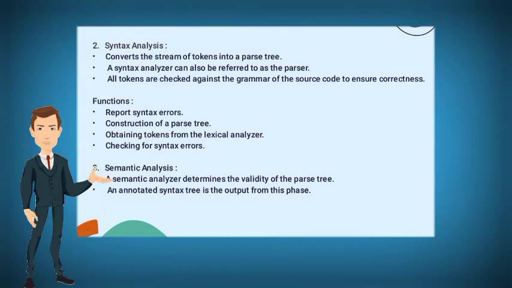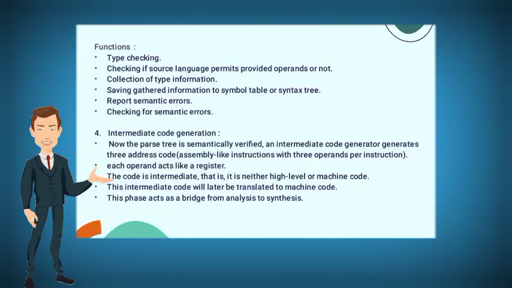Third point is semantic analysis. A semantic analyzer determines the validity of the parse tree. An annotated syntax tree is the output. Functions: type checking, checking if the source language permits the provided operands or not; collection of type information, saving gathered information to the symbol table or syntax tree; report semantic errors, checking for semantic errors.